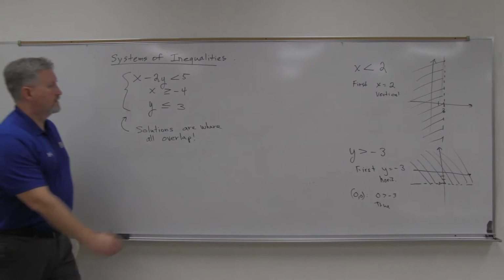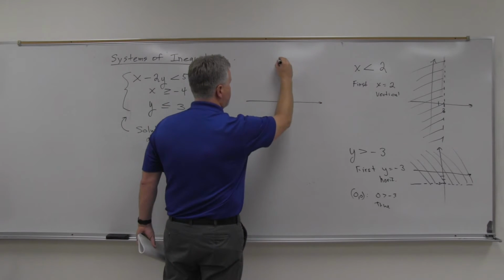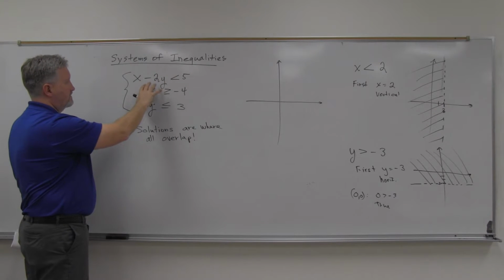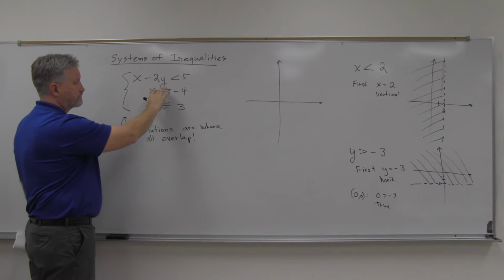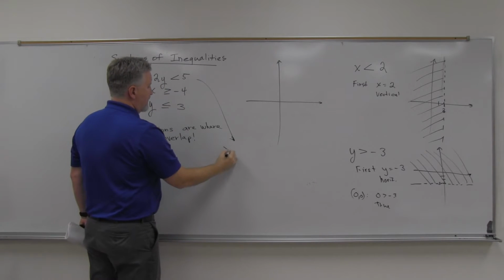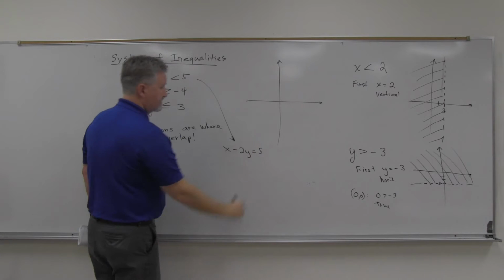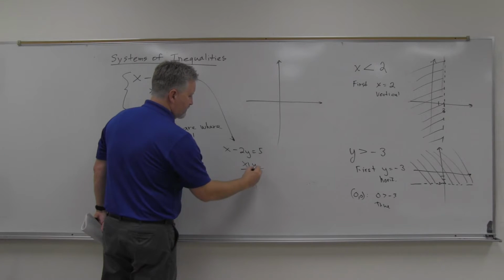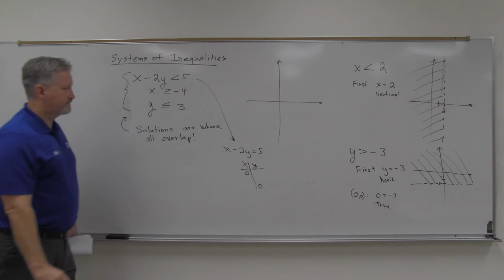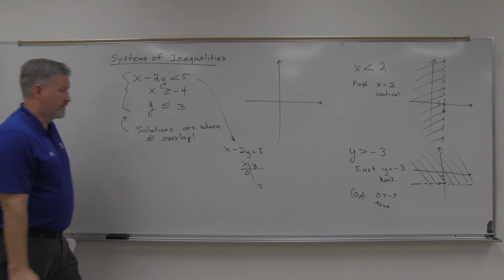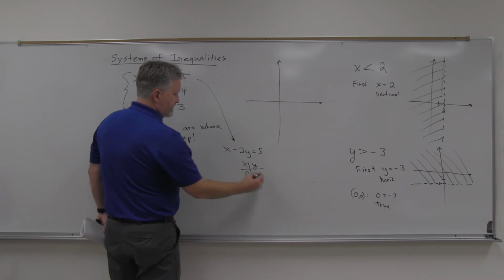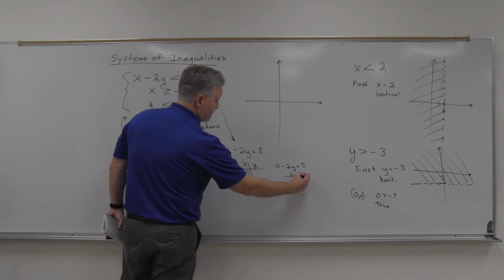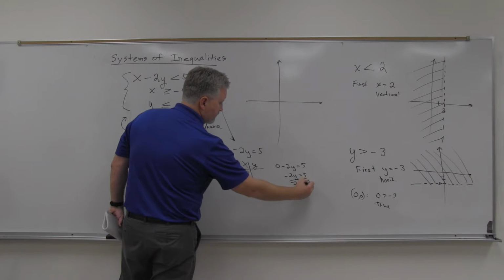So let's think about this. First of all, this top one, x minus 2y is less than 5, okay? So that would mean, first of all, graph the line, right? Like I said, I usually like the x and the y-intercept. But do it however you want. All right, if x is 0, I got what? Y is -5/2, -2.5.